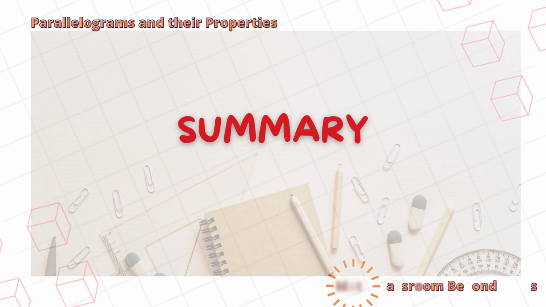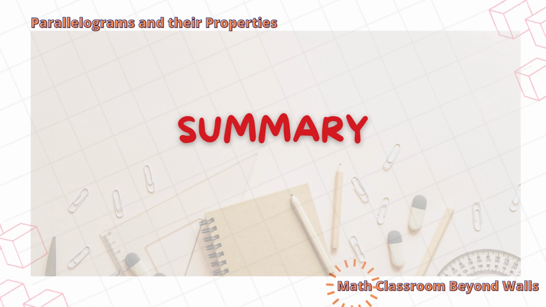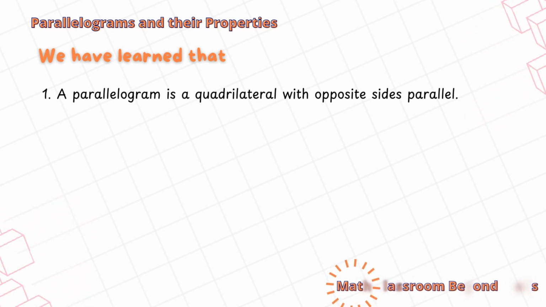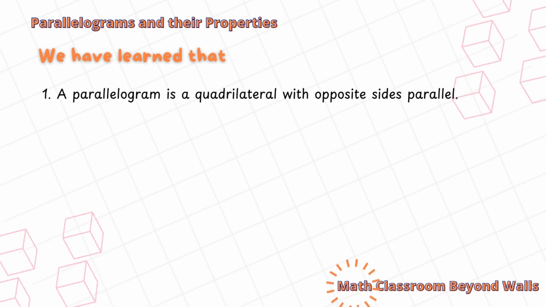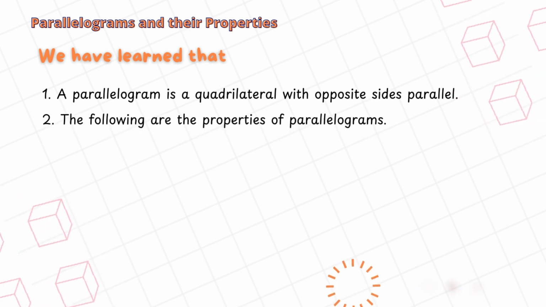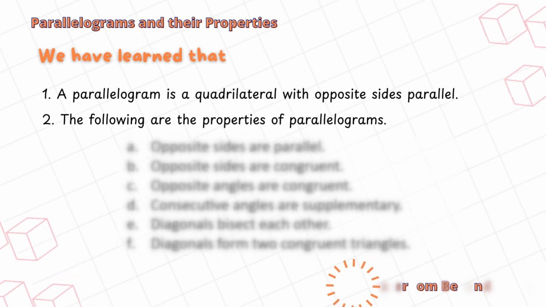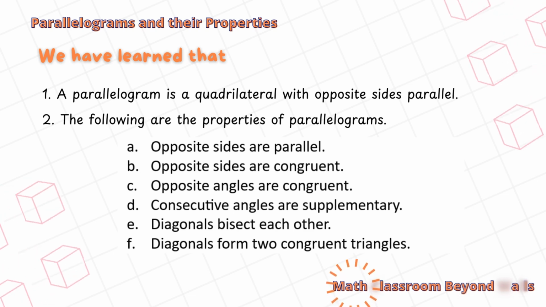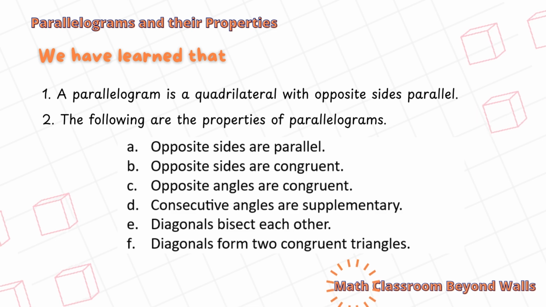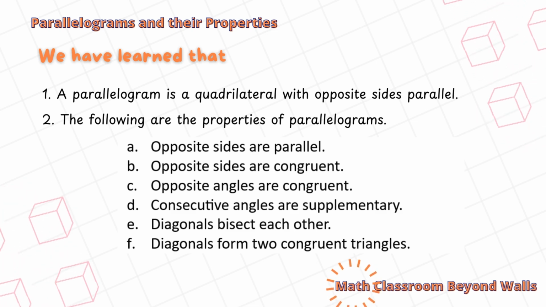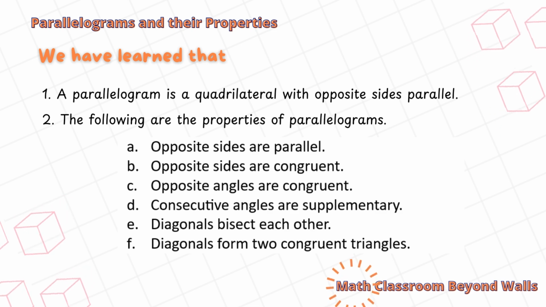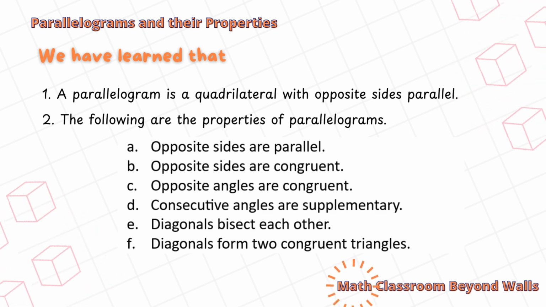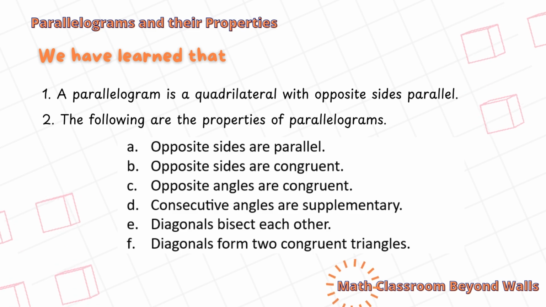There you are, learners. Let us summarize what we have learned in today's video. We have learned that, first, a parallelogram is a quadrilateral with opposite sides parallel. Second, the following are the properties of parallelograms. A, opposite sides are parallel. B, opposite sides are congruent. C, opposite angles are congruent. D, consecutive angles are supplementary. E, diagonals bisect each other. F, diagonals form two congruent triangles.